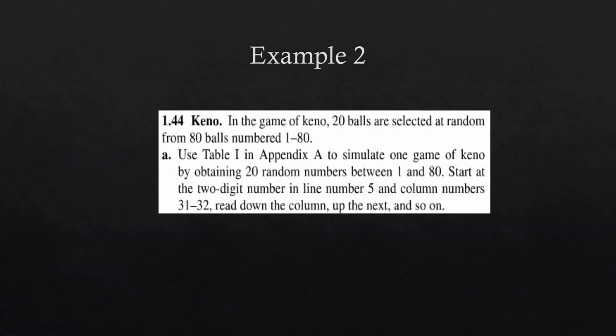Okay, so Keno. In the game of Keno, 20 balls are selected at random from 80 balls numbered 1 through 80. Use Table 1 in Appendix A of your book to simulate one game of Keno by obtaining 20 random numbers between 1 and 80. Start at the 2-digit number in line number 5, columns number 31 and 32. Read down the column and up the next column.